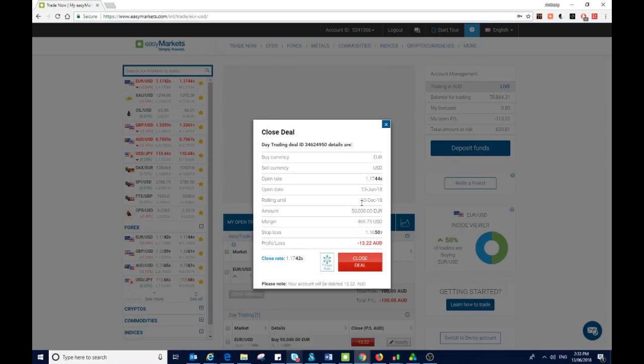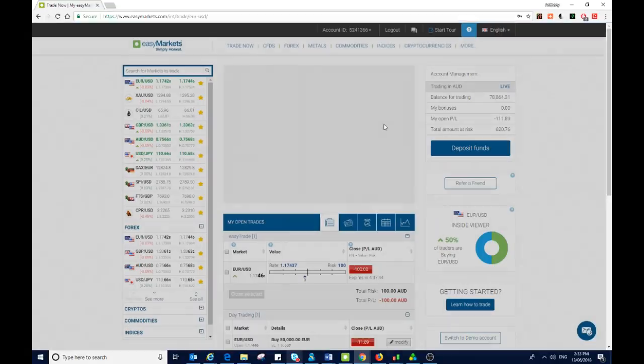And if I was to click the number, that little button there will open up a close ticket, and on that close ticket, you will see the close deal button at the bottom. Once you press that close deal, that position is closed.